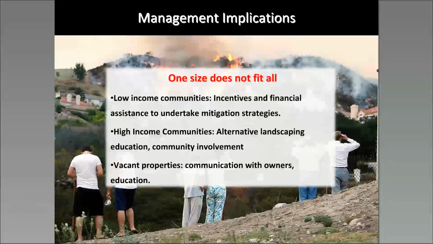And then also vacant properties. So with places like Julian, when we have all these cabins in the woods and places where no one's there most of the year, a communication with those owners to remember to be doing defensible space and keeping their property safe and their community safe, even when they're not living in the community.